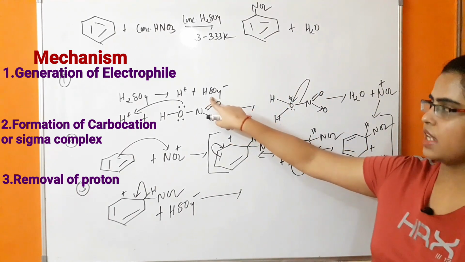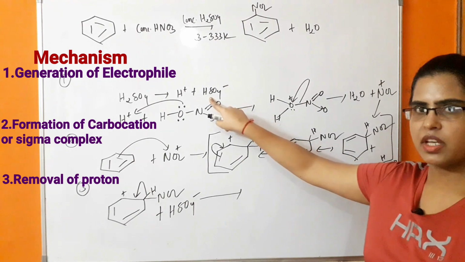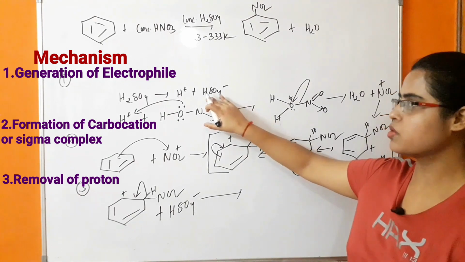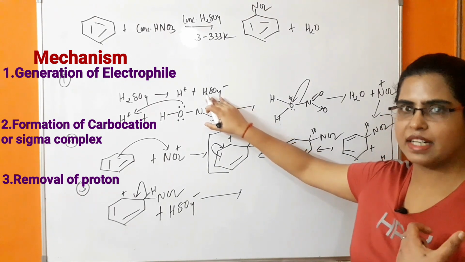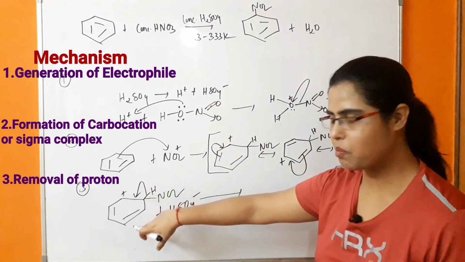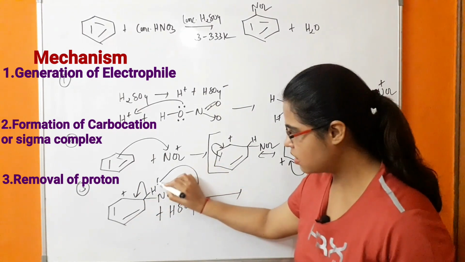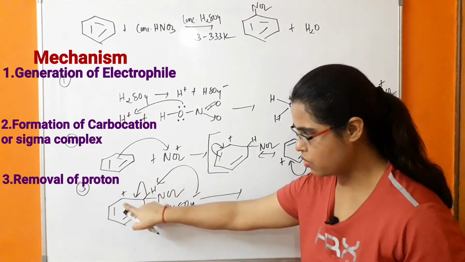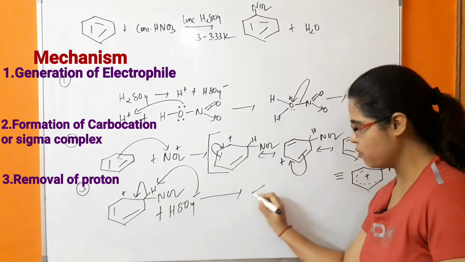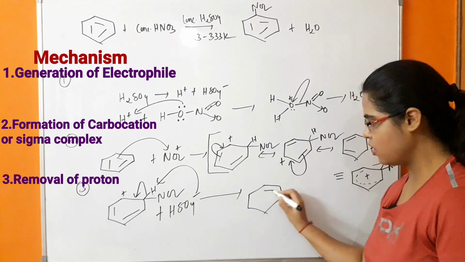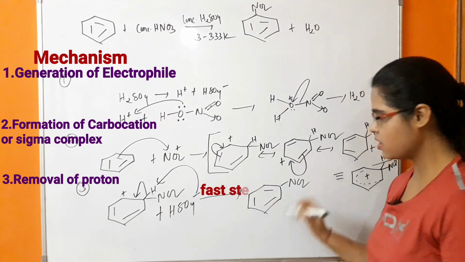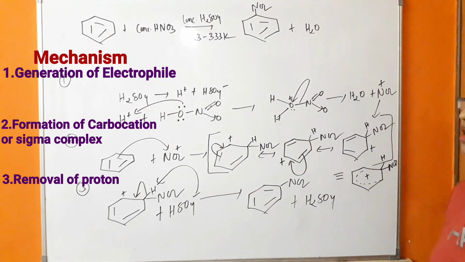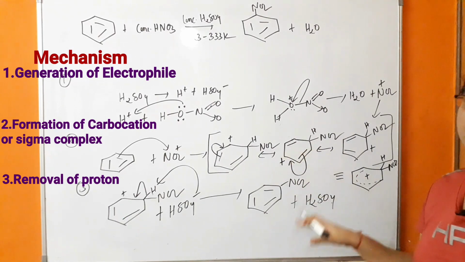This HSO4 minus anion, which is present from the first step, where this H2SO4 is behaving as a catalyst. So what is happening? This HSO4 minus will again abstract H plus from this sigma complex. So it will abstract this H plus, and the shared pair of carbon hydrogen will be shifted towards this position. So there is formation of nitrobenzene and removal of H2SO4. So these are the 3 steps in nitration. So this is an electrophilic substitution reaction.